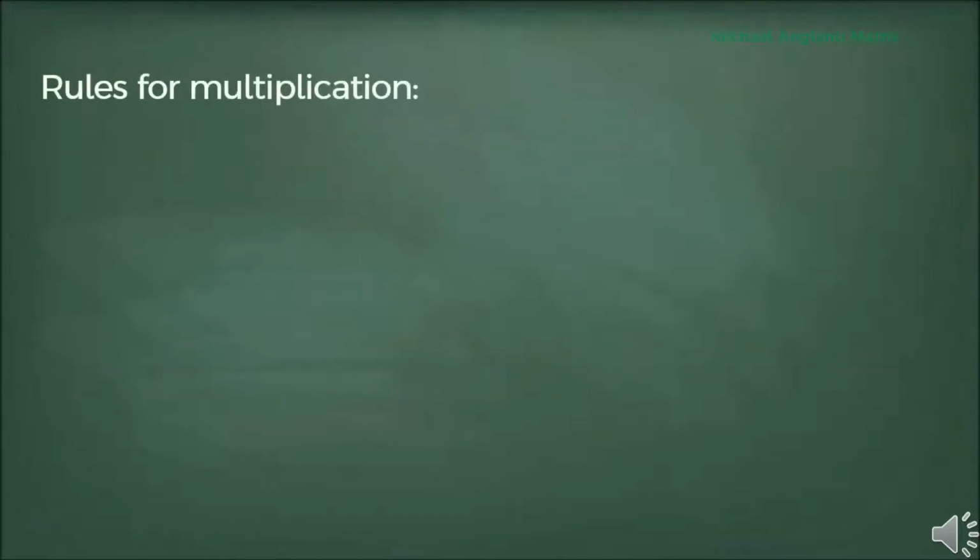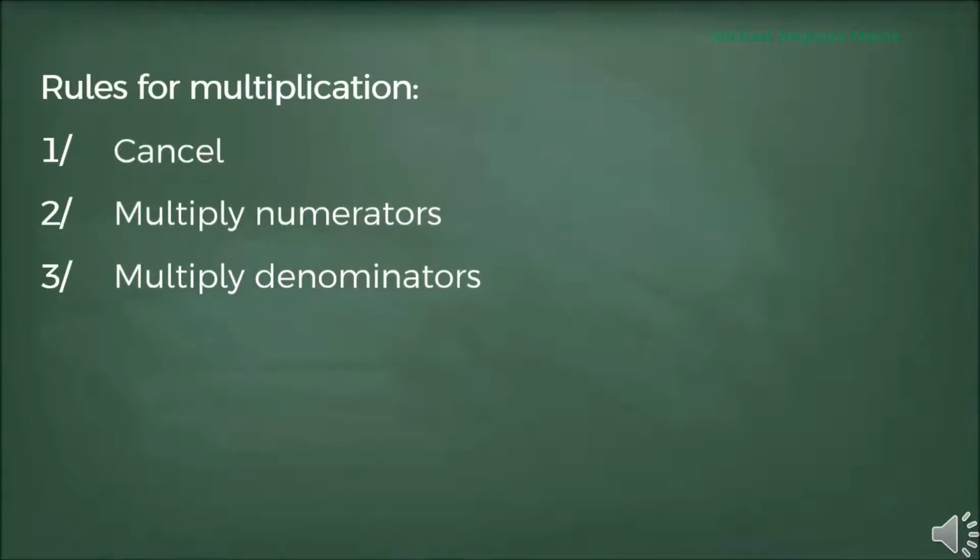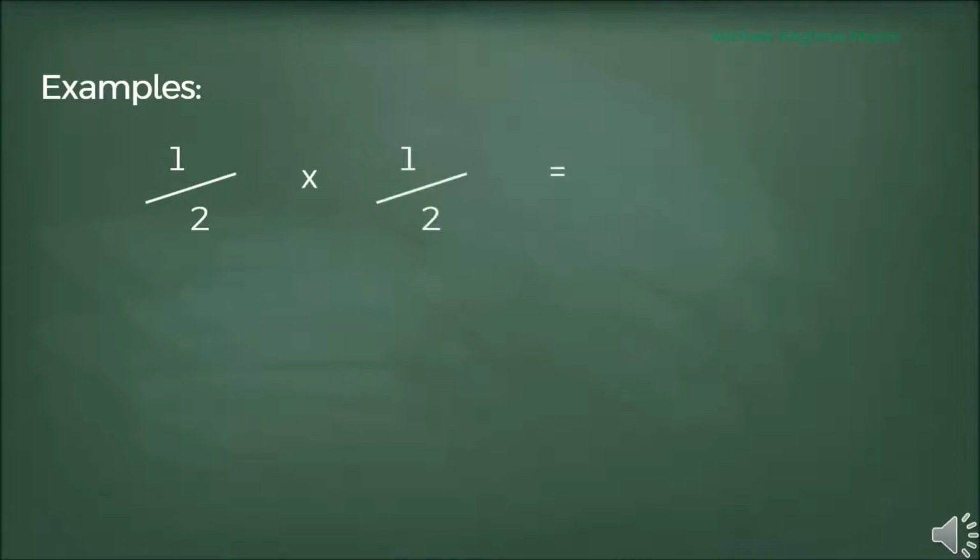Just a quick rehash from the previous slide. The rules for multiplication were: multiply numerators, multiply denominators, and cancel. But don't forget that we could do the cancelling first. So let's try some examples. An example. Suppose we take 1/2 times 1/2. Well, first multiply numerators, then multiply denominators. So we get 1 over 4.